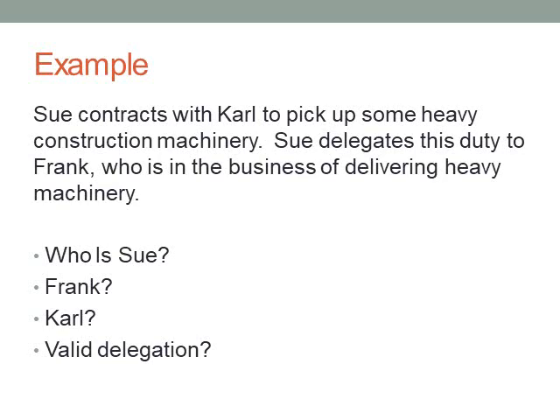Now, in this example here, Sue contracts with Karl to pick up some heavy duty construction machinery. Sue delegates this duty to Frank, who is in the business of delivering heavy machinery. Can Karl, if Frank doesn't perform, who's responsible? Okay, Sue is responsible as the original obligor. But does Karl have any recourse against Frank?